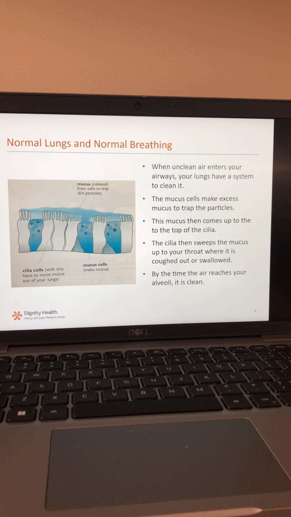How many of you are familiar with a smoker's cough? When smoking, the cigarette smoke paralyzes the cilia. So a lot of times, especially first thing in the morning, there was a lot of coughing, and that's because that cilia became unparalyzed, only to become paralyzed again when you smoked that first cigarette.